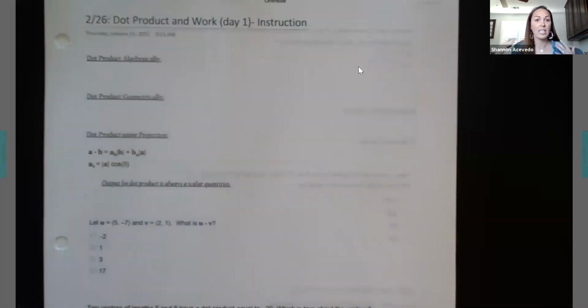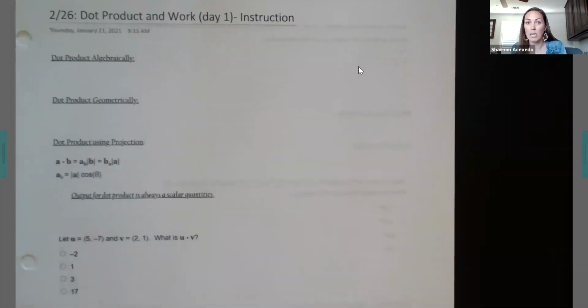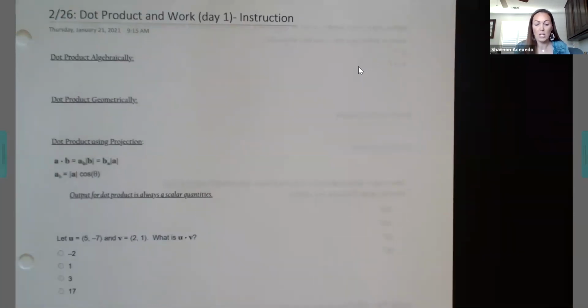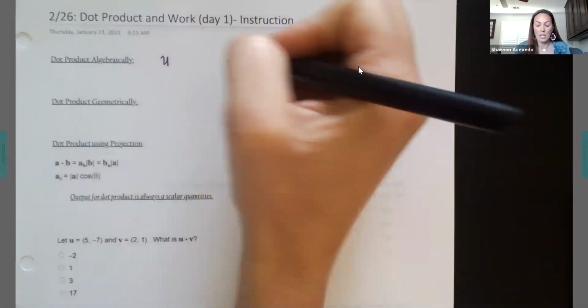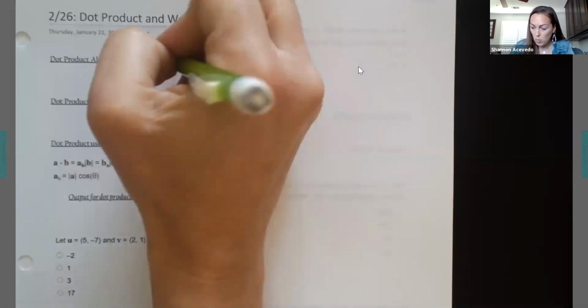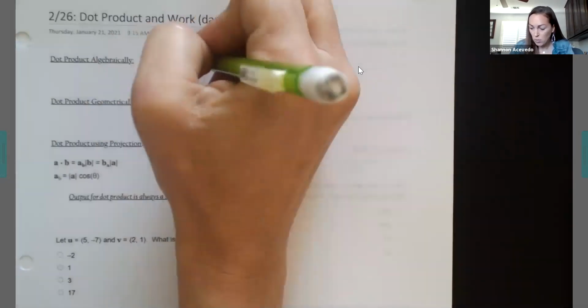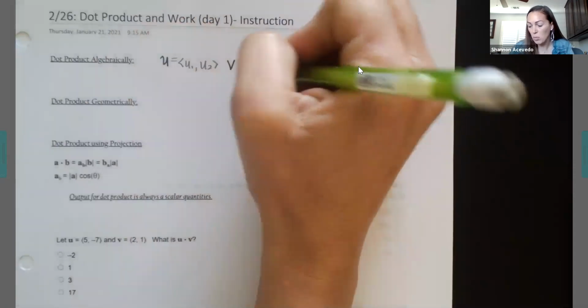So let's get into the three different types of dot products that we might be using throughout our assignment instructions in this unit. So first off, let me give you some vectors, some u and v. I'm going to say that my vector u is going to be u1, u2. My v is going to be v1, v2.